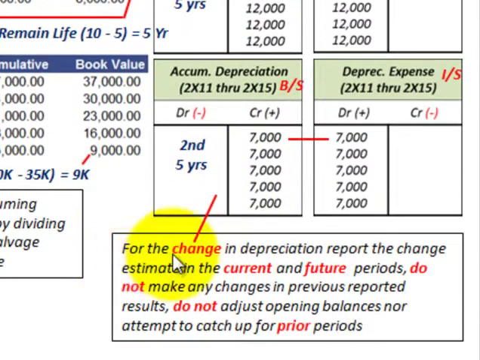So let's just go over that again. For the change in depreciation, report the change in estimate in the current and future periods. Do not make any changes in previous reporting results. Do not adjust the opening balances nor attempt to catch up for any prior periods. So our change is all reflected in the current and future periods, 20X11 through 20X15.